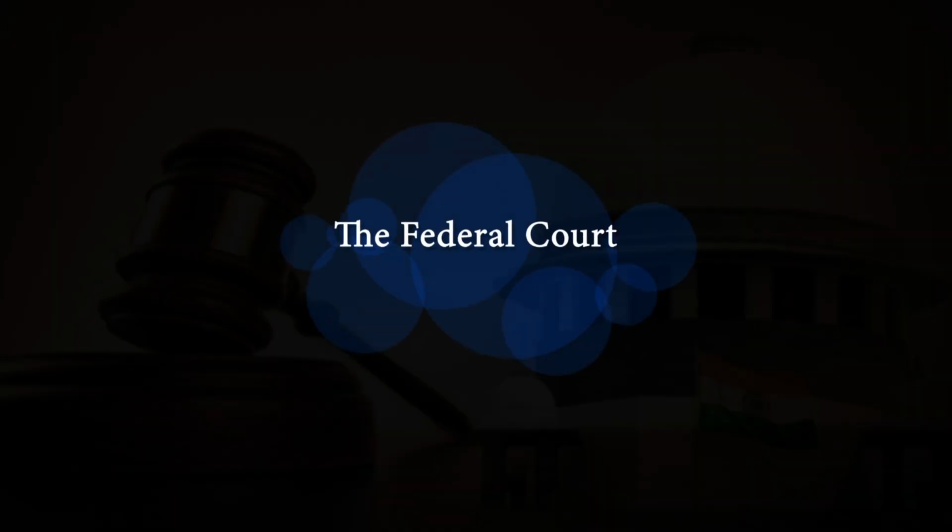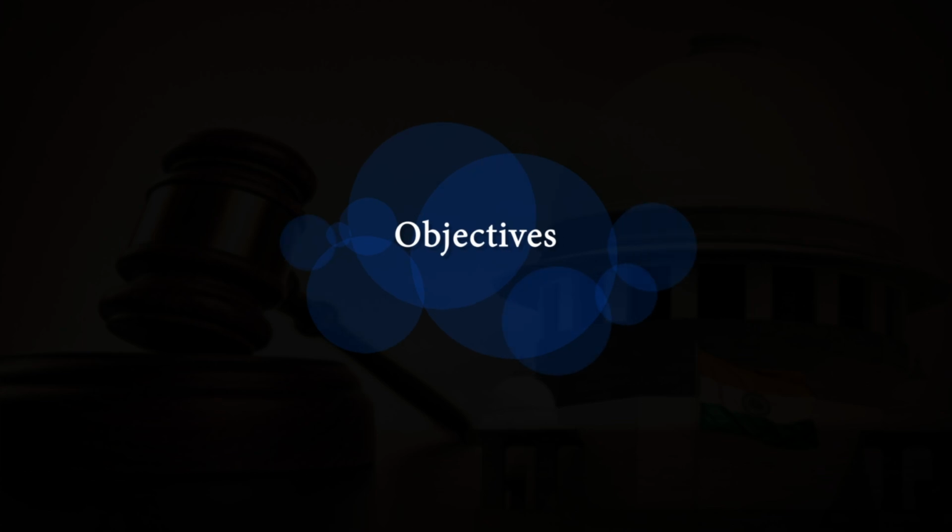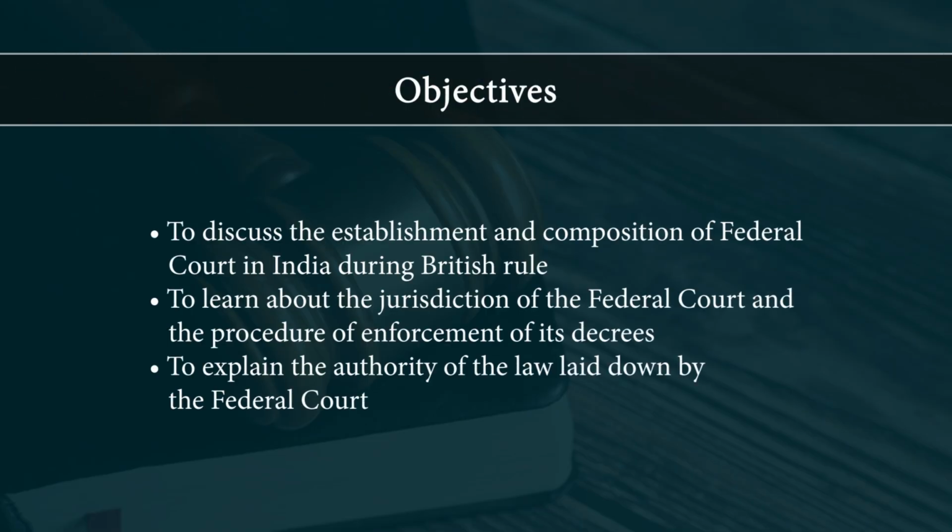Today we will learn about the Federal Court. The objectives of the present module are: number 1, to discuss the establishment and composition of Federal Court in India during British rule. Then, to learn about the jurisdiction of the Federal Court and the procedure of enforcement of its decrees. Then, to explain the authority of the law laid down by the Federal Court.